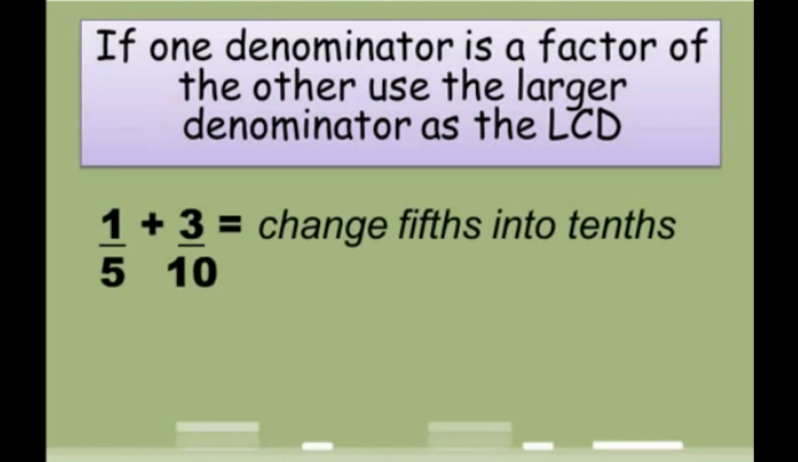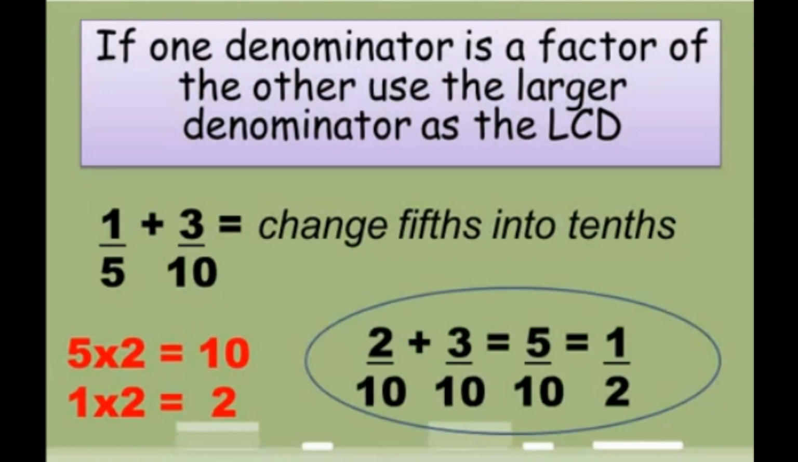If one denominator is a factor of the other, use the larger denominator as your least common denominator. Saves you some work. Here's an example. 5 is a factor of 10, so we're going to change our fifths into tenths. 5 times 2 equals 10, so remember whatever we do to one side we must do the other, so since we multiplied the denominator, we're going to multiply our numerator. 1 times 2 is 2. We're going to rewrite our fractions. 1/5 becomes 2/10. 3/10 stays the same because we use that denominator, remember.